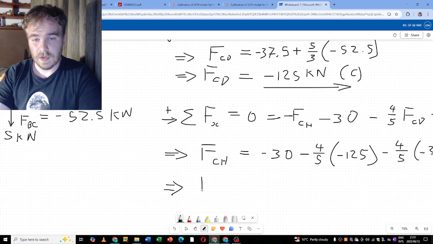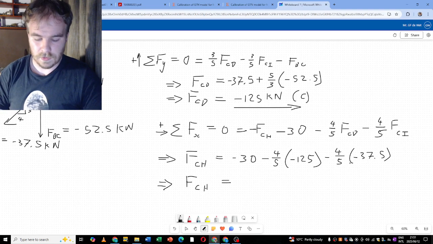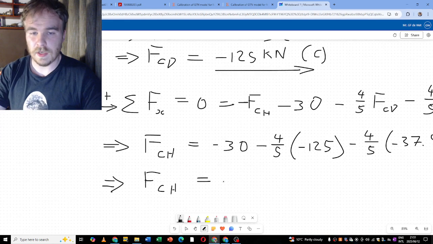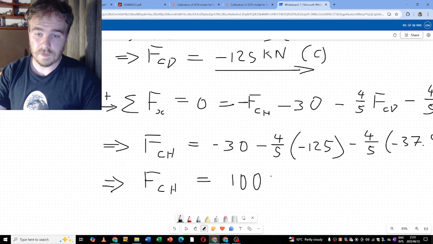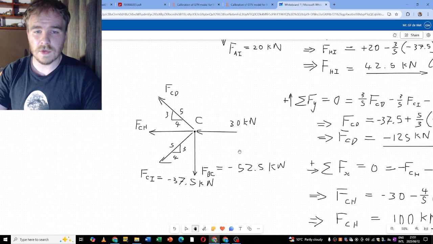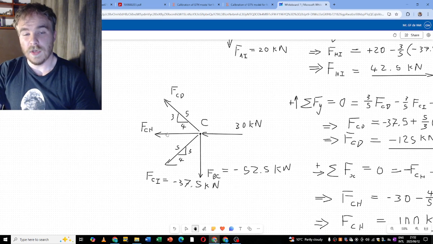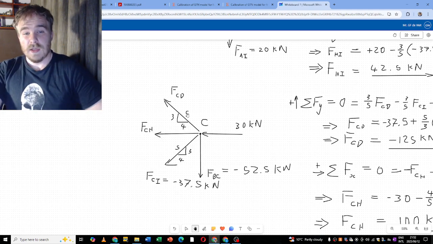Therefore, FCH should be equal to, and it is, minus 30. It should be 100 kilonewtons. This one will probably be a little bit harder to see intuitively because there's quite a lot of forces acting in the y direction in this case, or in the x direction. Sorry, I misspoke. But let's try.